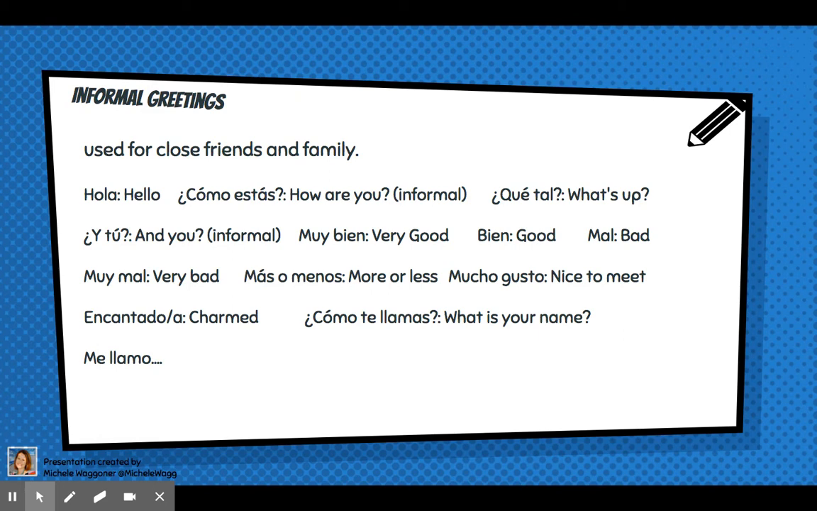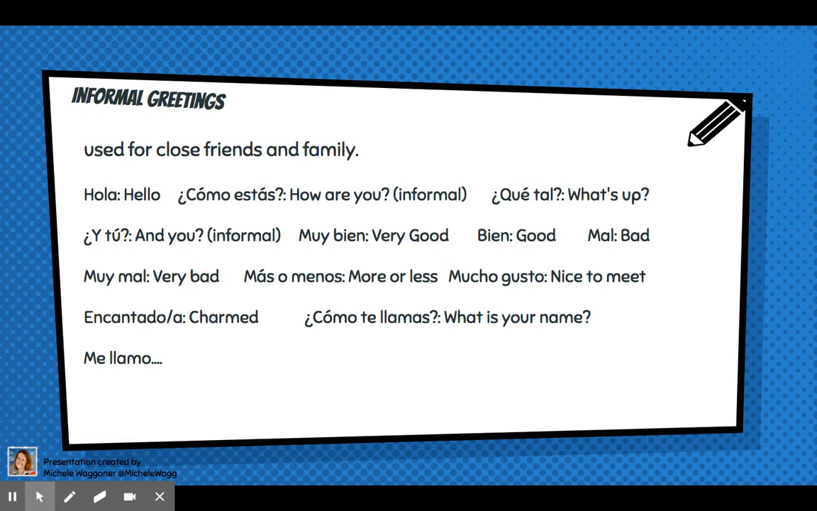So we also have informal greetings, used for close friends and family. Okay, and so very basic as well. We have hola, hello; ¿cómo estás?, which in this case is the tú conjugation for estás; ¿qué tal?, which is like what's up; ¿y tú?, and you?; muy bien, very good; bien, good; mal, bad; muy mal, very bad; más o menos, more or less.